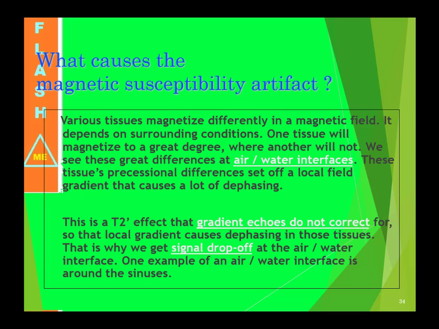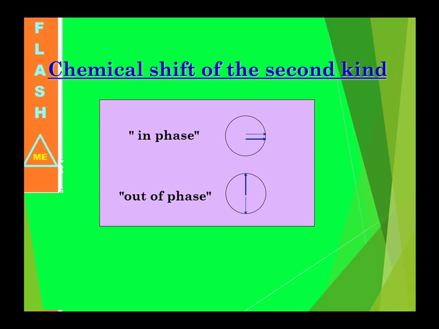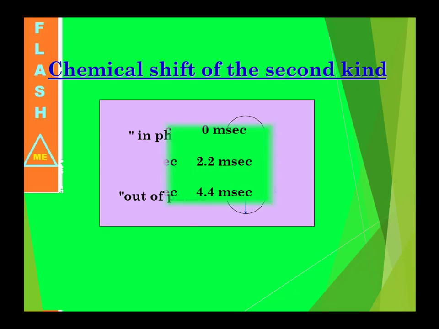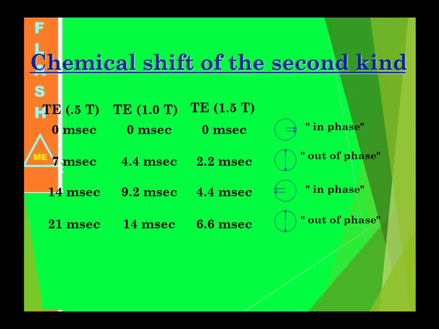This is a T2 prime effect that gradient echoes do not correct for, so that local gradient causes dephasing in those tissues. That is why we get signal drop-off at the air/water interface. One example of an air/water interface is around the sinuses. In phase, out of phase: chemical shift of the second kind.